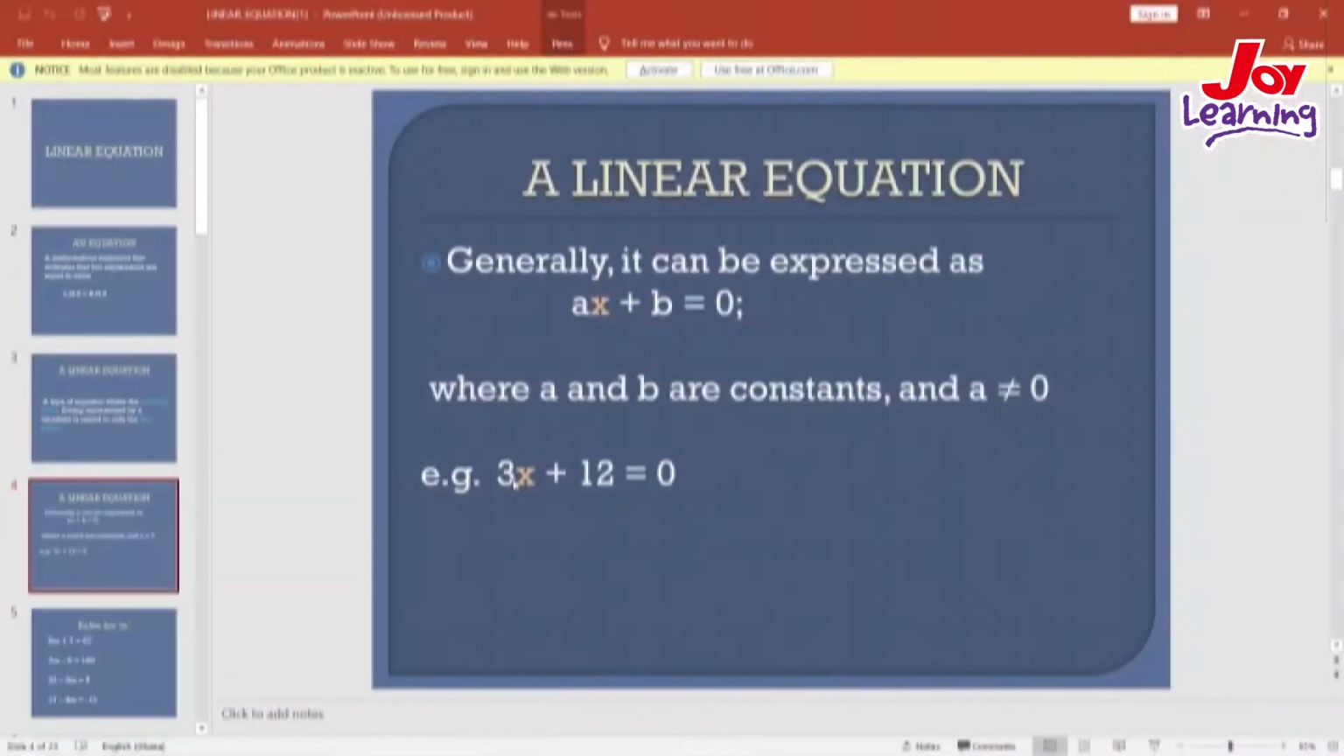So we have 3x plus 12 equal to 0. So if you want x, there's a way to go about it to get the value of x, so that the value of x will satisfy the equation to make it correct, or to make it accurate. So that's what we'll be doing today. Let's take a quick look at some examples and how to solve them.